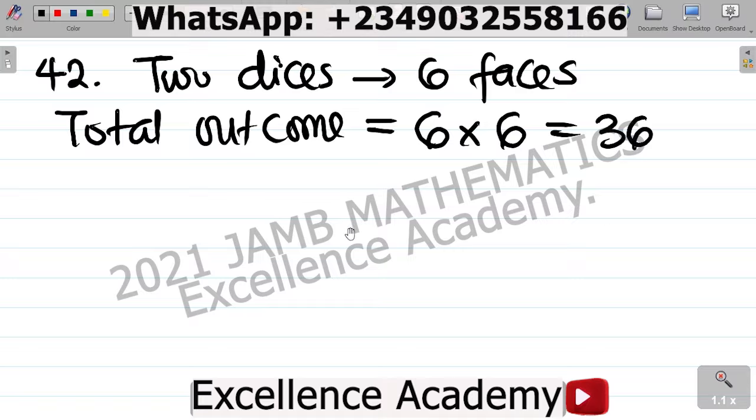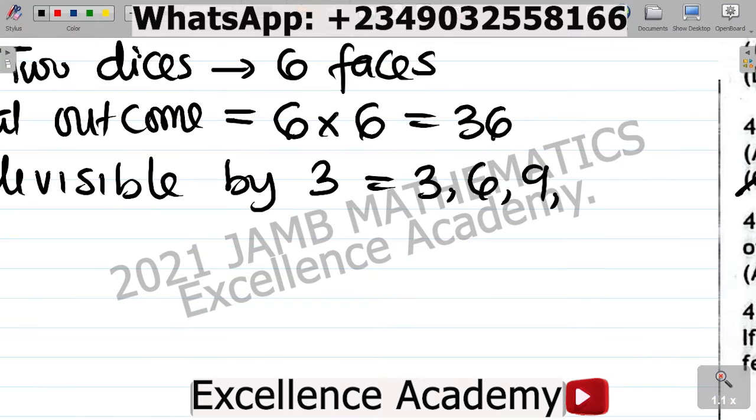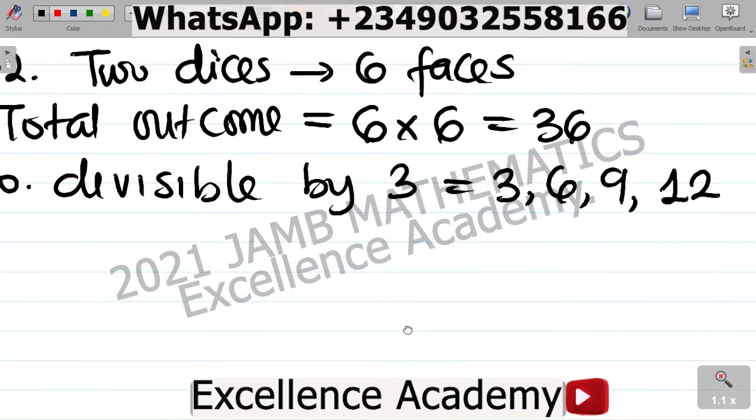Now they said find the probability that if you toss them, you have a number that is divisible by 3. The question will now be, what are the numbers divisible by 3? Those numbers are 3, 6, 9, and 12. These are the numbers that are divisible by 3.